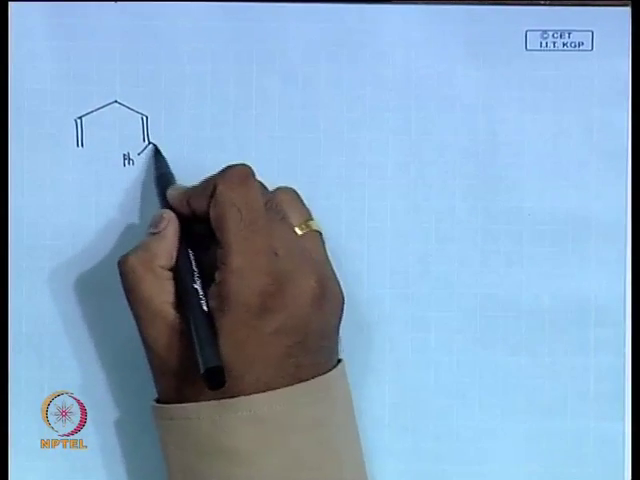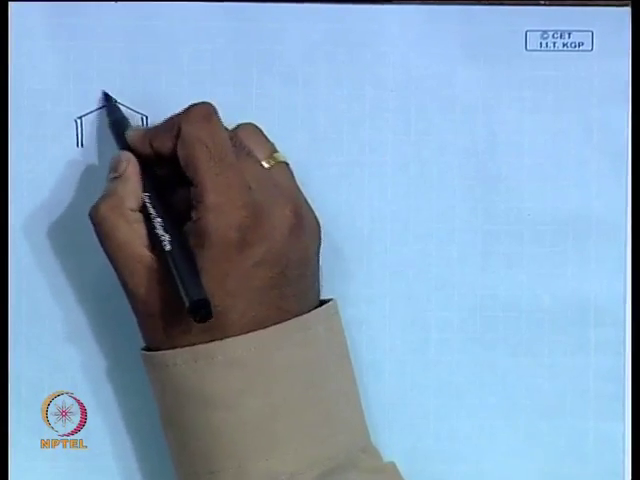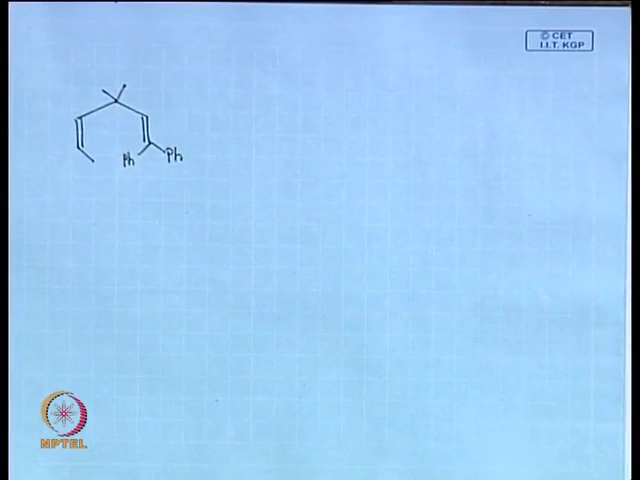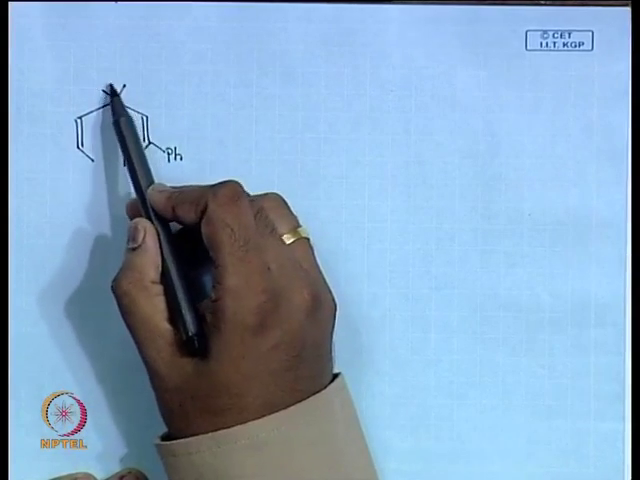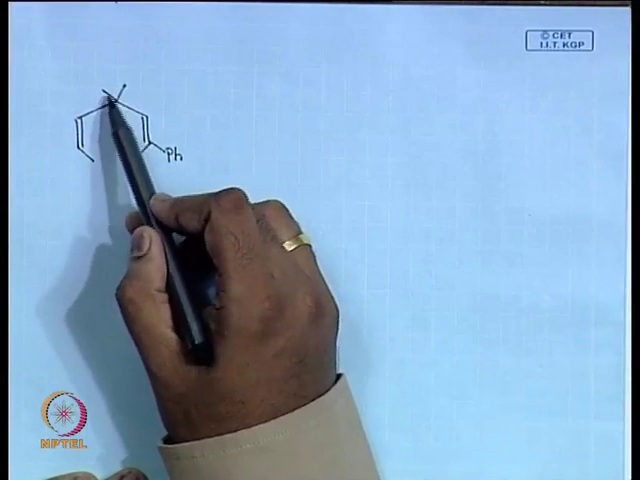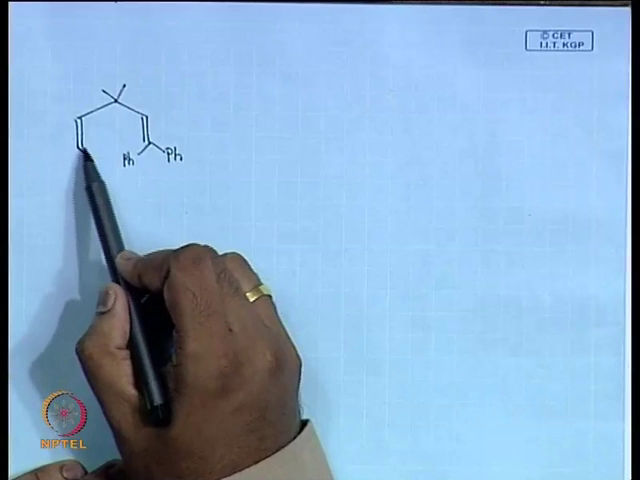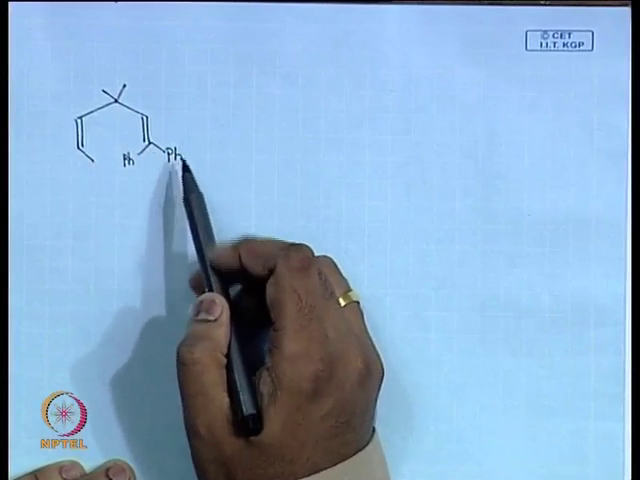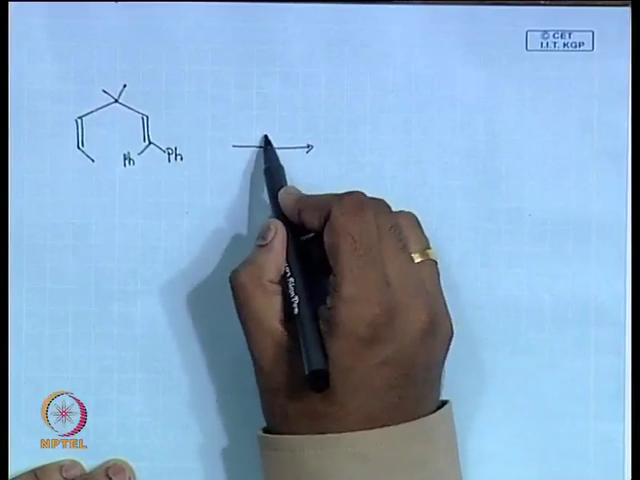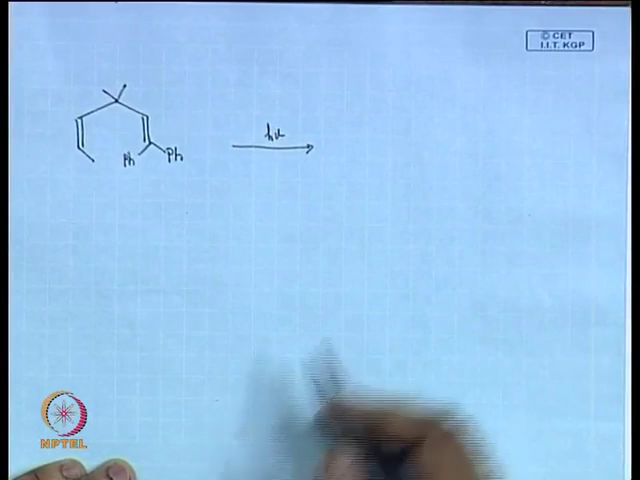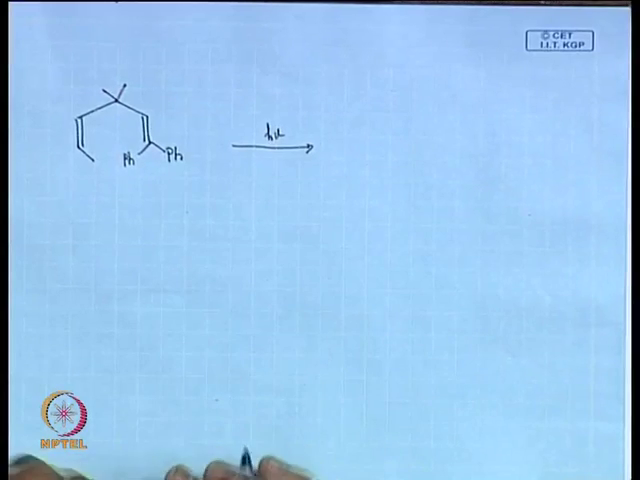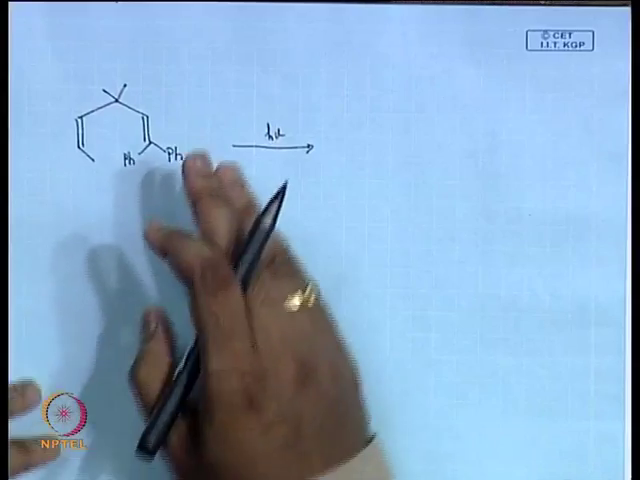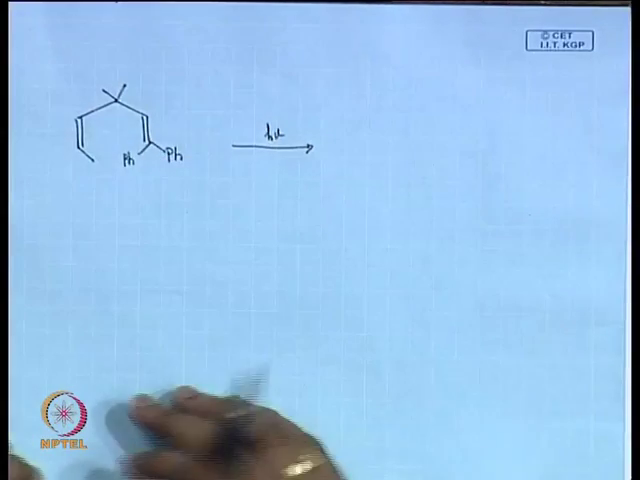I have phenyl here. So, my substituent at the central carbon is fine, but if you see my substituent at the vinyl carbon, on one side I have a methyl and on the other side I have two phenyls. Now, if I photolyze in the presence of a sensitizer, what can you think about? Depending upon your wavelength, you can excite this end or you can excite this end.